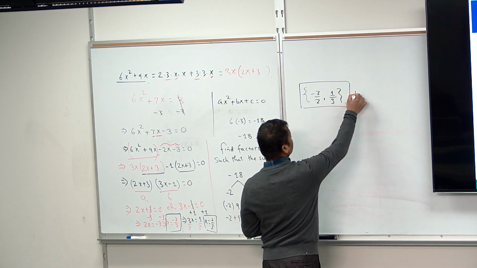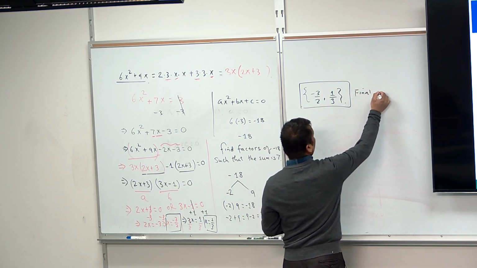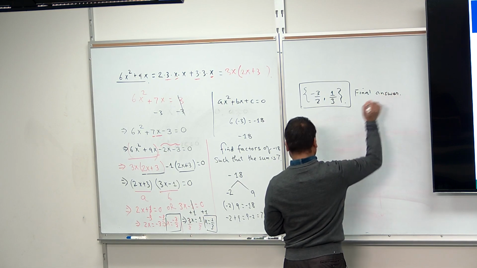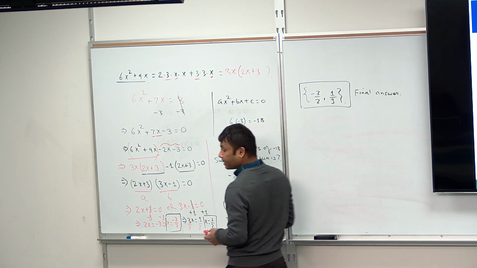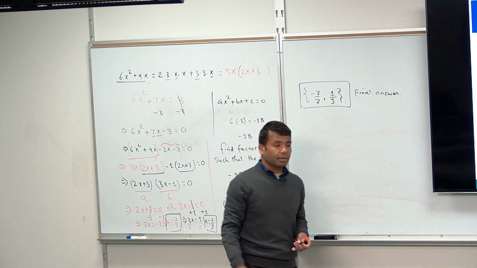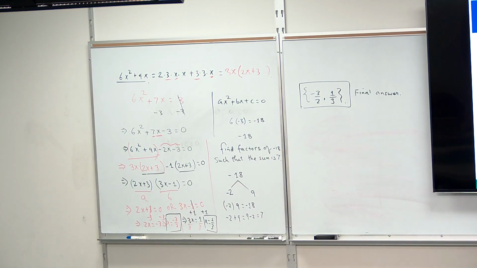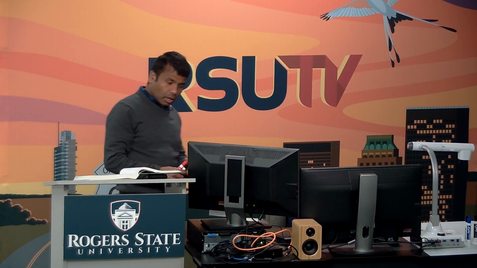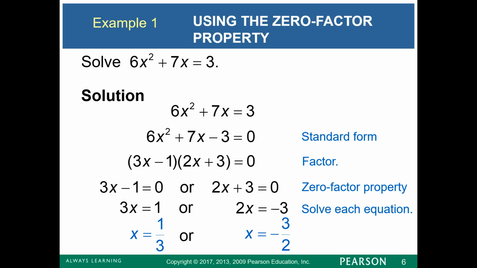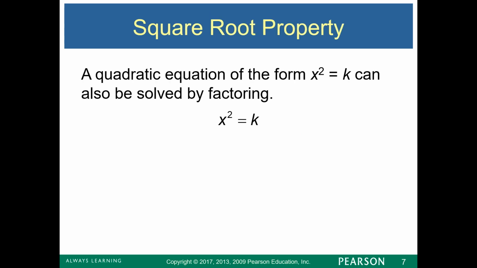Okay, guys? Does that make sense? Good. Okay, so now let's go to the next problem, okay? You got it, right? So negative 3 over 2 and 1 over 3.